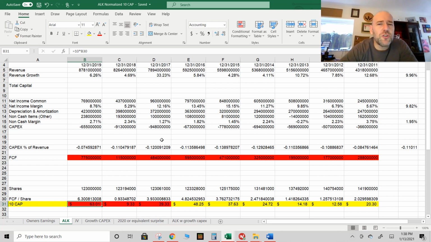So you want to try to find what these values would look like in a base year or an average year, and you want to make sure that's a base year or an average year going forward, not just the past, because the future could be quite different than the past. That's why, at the end of the day, the 10 cap is just an evaluation method to give you a price. But if you haven't looked at the data, if you haven't analyzed the business, then this is just going to be garbage in, garbage out.